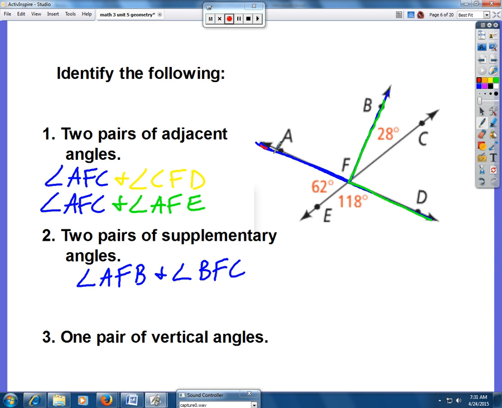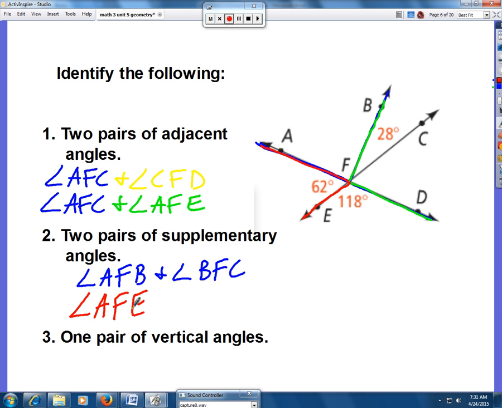Okay, if I look on the other side of the straight line and pick angle AFE, which angle would be adjacent to or supplementary to that? Well, we've got this plus this equals 180. So I could say angle EFD would be supplementary to AFE.